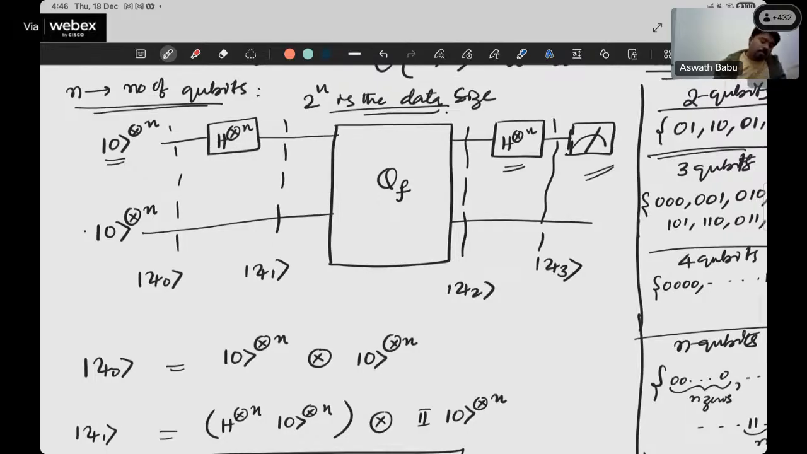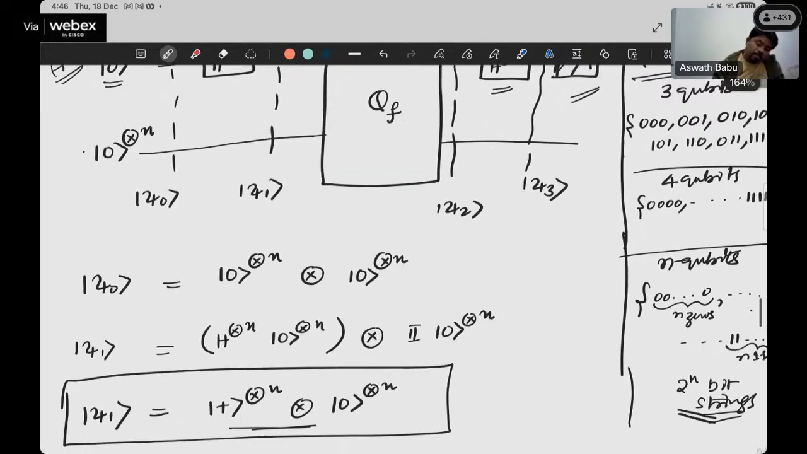Now Alice prepares her queries on the left-hand side and sends them to Bob. Bob calculates his functional value and sends it back to Alice. Alice applies n Hadamards and makes a measurement, and from the measurement she makes out that specific shift function, the s, in one shot. Now I'll quickly show you the implementation in Q-inverse.